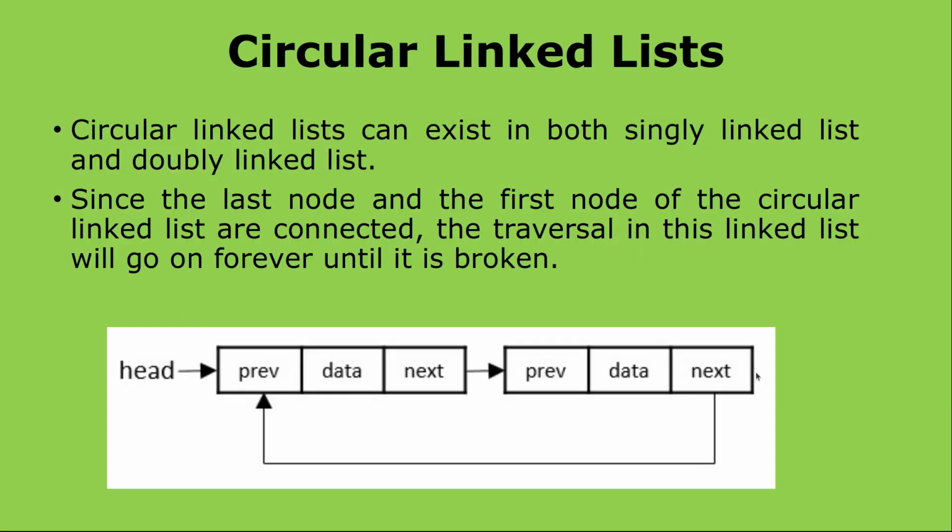Circular linked list. Circular linked list means the first node and last node are attached. That's why there is no end node, and no null pointer exists in the circular linked list. Here the traversal happens through both ends. So this circular list is a combination of both single linked list as well as double linked list.